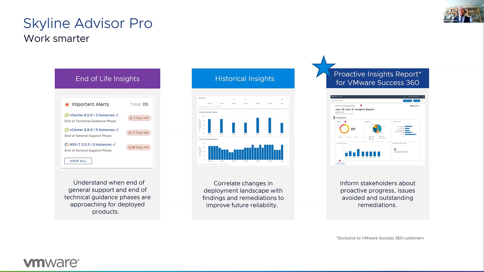For those of you who have used Skyline in the past prior to the arrival of Pro, this is basically like that next generation of the OSR, right? That operational summary report. But the key difference I should point out between the two is that insight reports aren't static Word documents or PDFs, right? You can actually interact with them directly within the Advisor Pro environment.